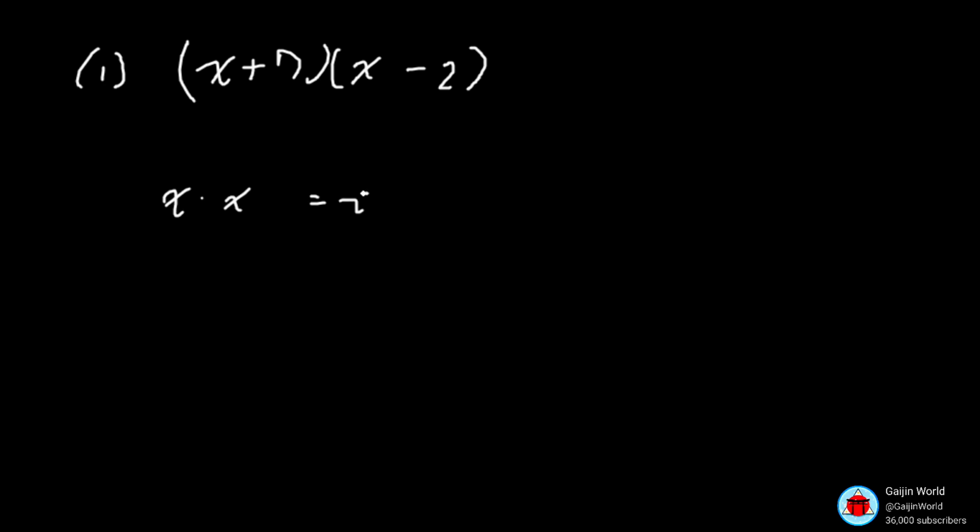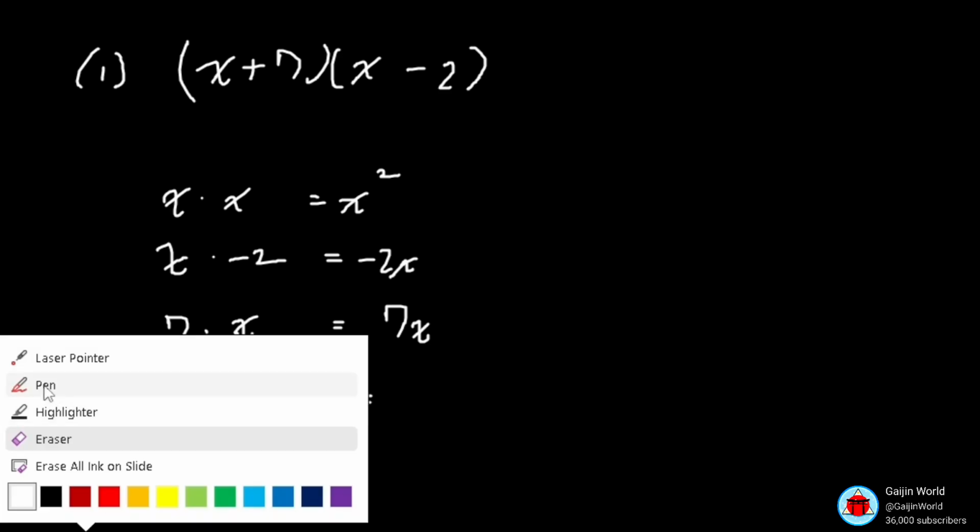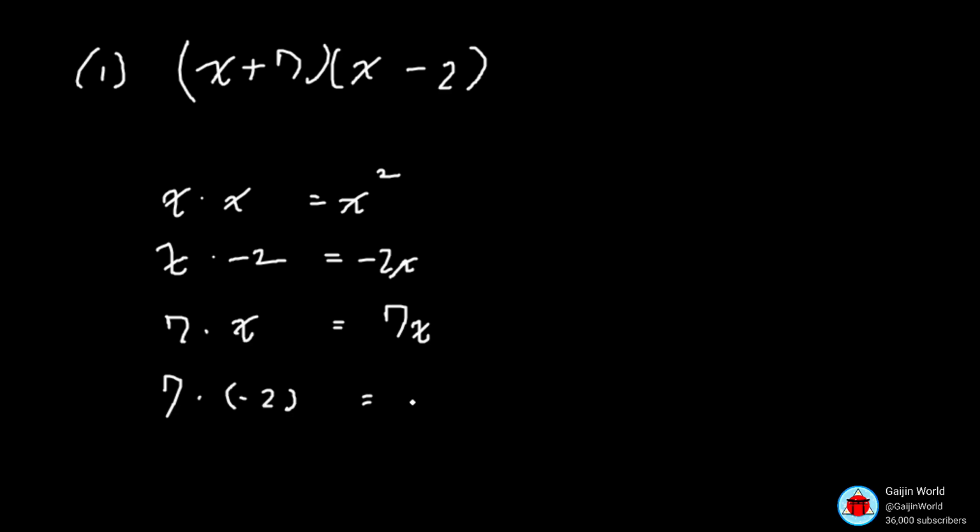X times x is x squared, right? Then x times minus 2 would equal minus 2x. Then we have 7 times x would be 7x. And then lastly, 7 times minus 2, you would get minus 14, or negative 14. In Japan we say minus something, minus number, I know. Sorry if that got confusing. There, 14.